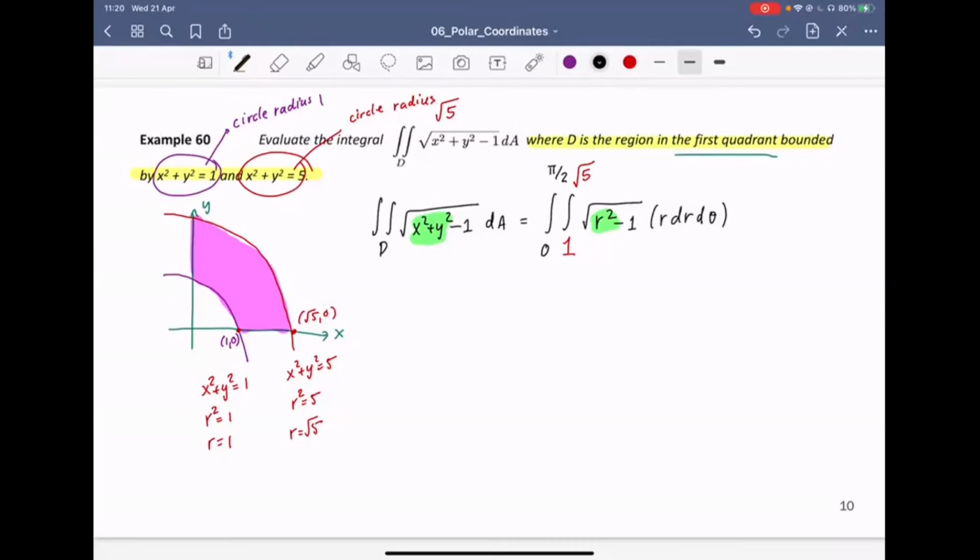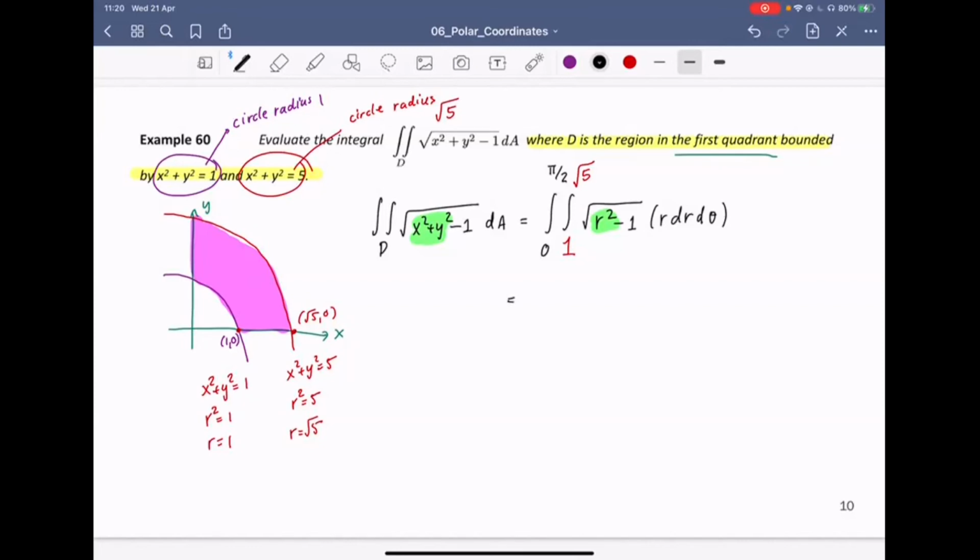You can see it's a lot easier, right, using polar coordinates compared to rectangular coordinates. Because if you set up dy dx, you have to split the region because you have no choice. It's going to be two regions if you use dy dx, or if you want to use dx dy, it's going to be that, which we don't want to do.